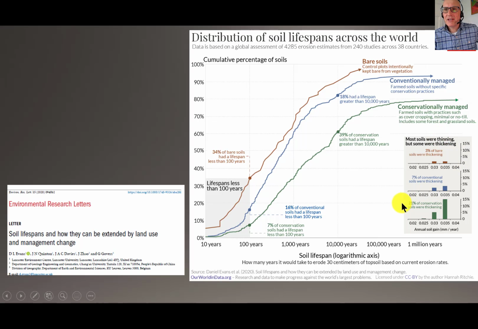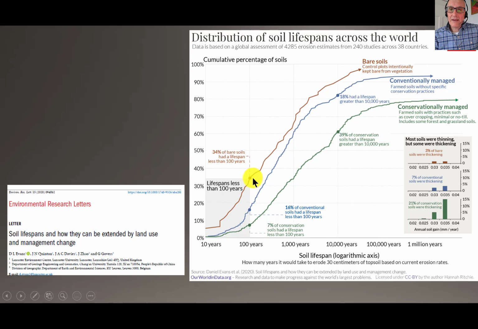It's been replotted here by Our World in Data. You can see I use this website a lot. They have some great graphics which are really nice to use. They took the data from our paper and did a nice graphic of it. You can see that when we plot that data and look at the lifespan of our soils, or the lifespan of that top 30 centimeters, around 34% of them, if they're left bare, had lifespans less than 100 years. Under conventional agriculture, that's around 16%, and under conservation agriculture, around 7%. So you can see the impact there of doing something.